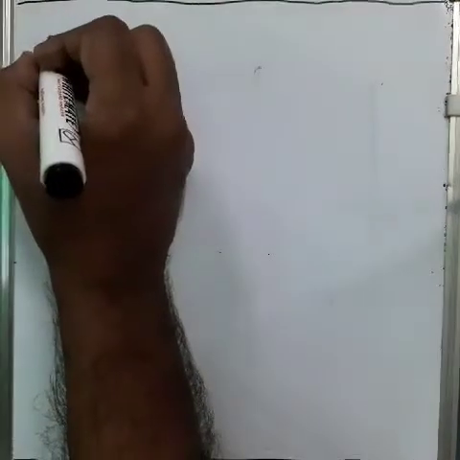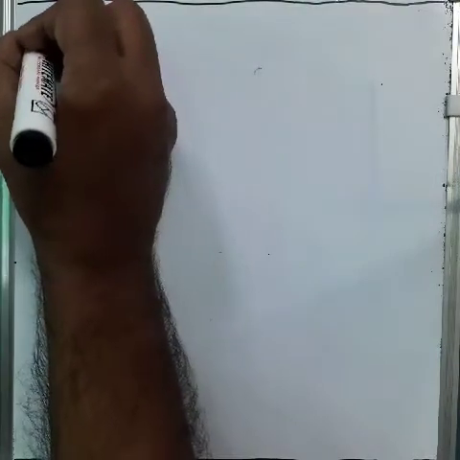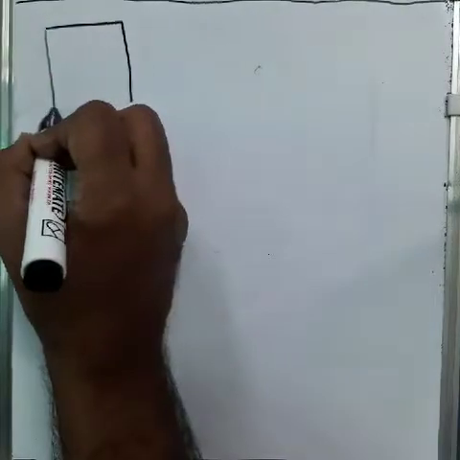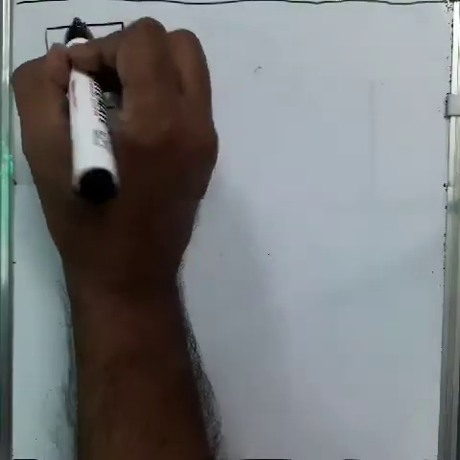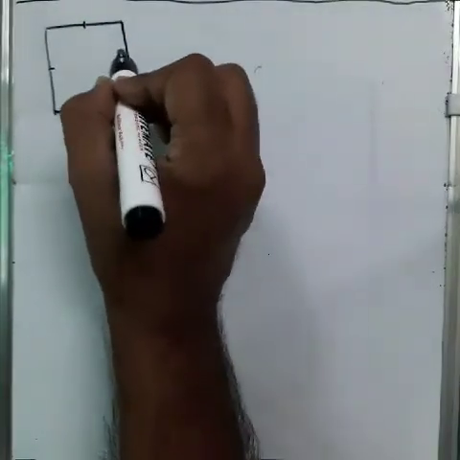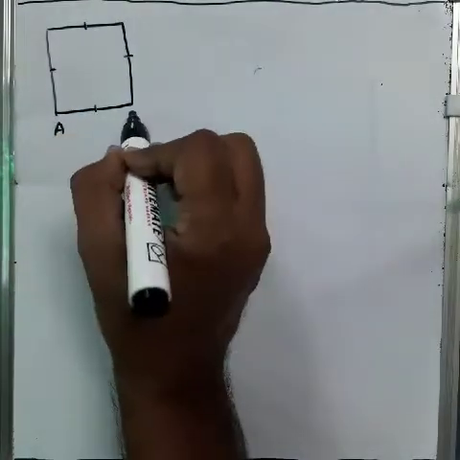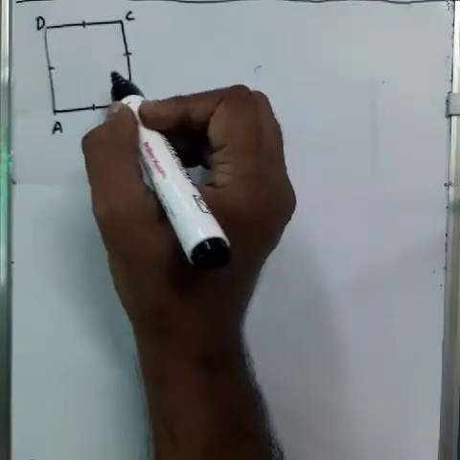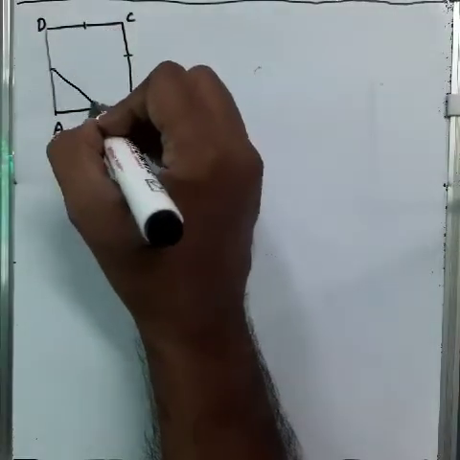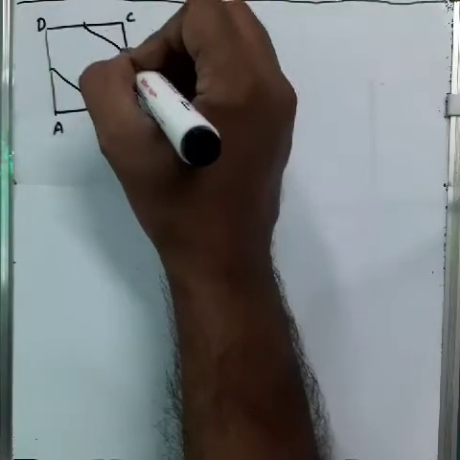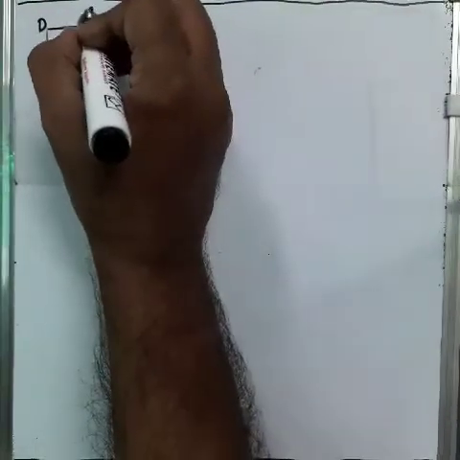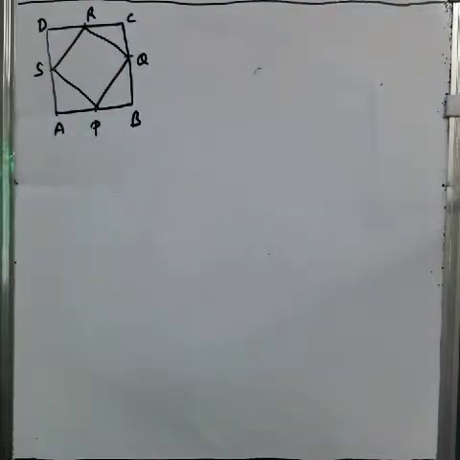For example, if we have to prove the line joining midpoints of a square ABCD will be a square, means we have to prove PQRS is also a square.